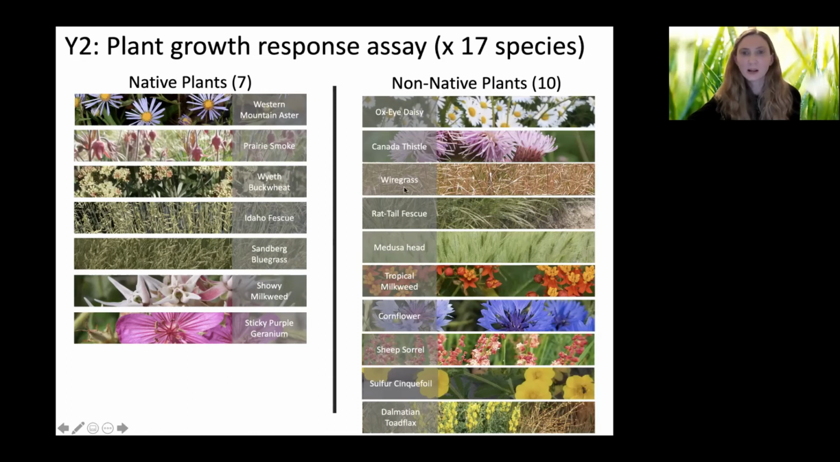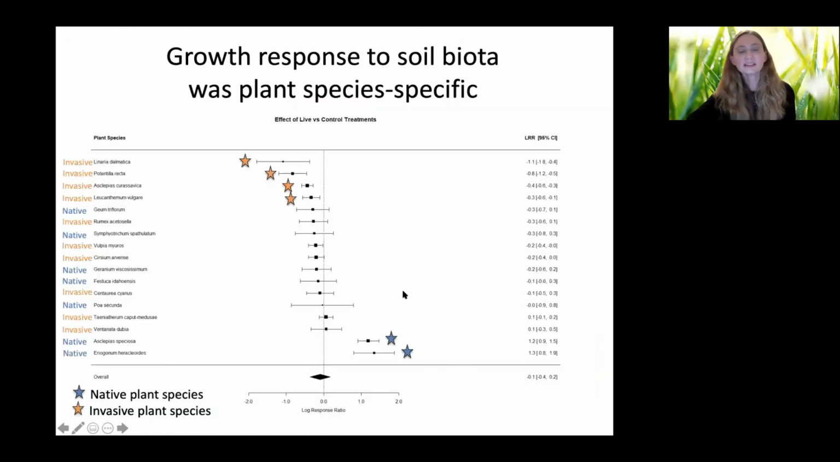And then we had a whole bunch of different non-native plant species, some of which had been recommended by local restoration practitioners as being problematic in the area, like wiregrass, rat-tail fescue, and medusahead. We did the same type of experiment where we grew the plants with and without the local soil biota in the greenhouse. And then we collected growth data to see how well they responded to each of the treatments.